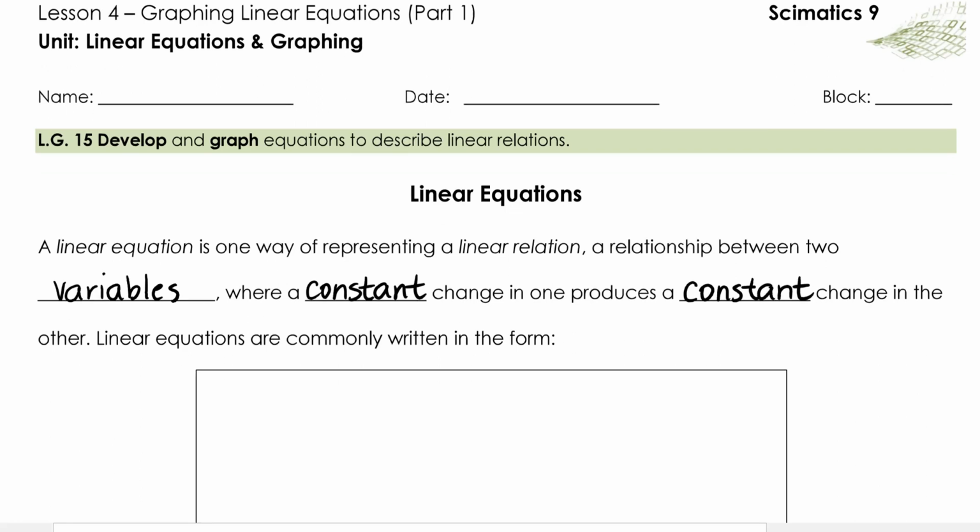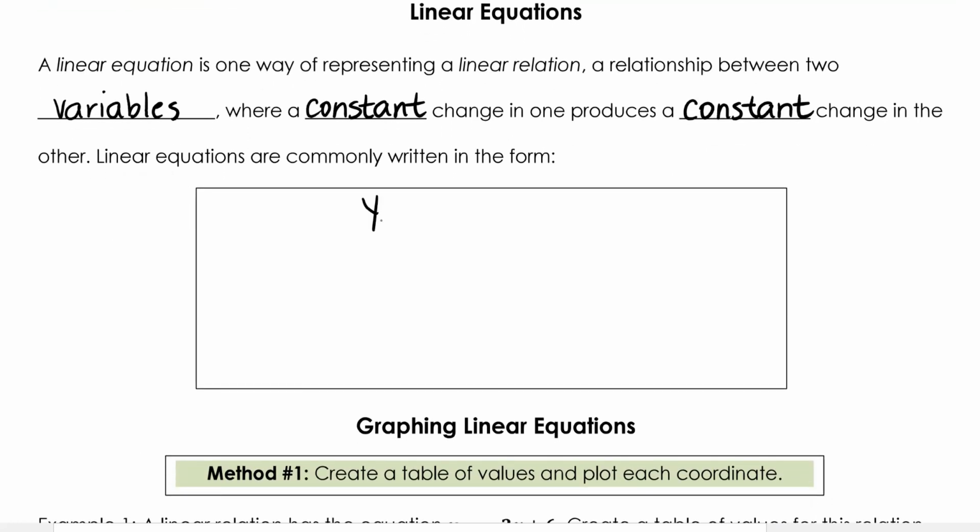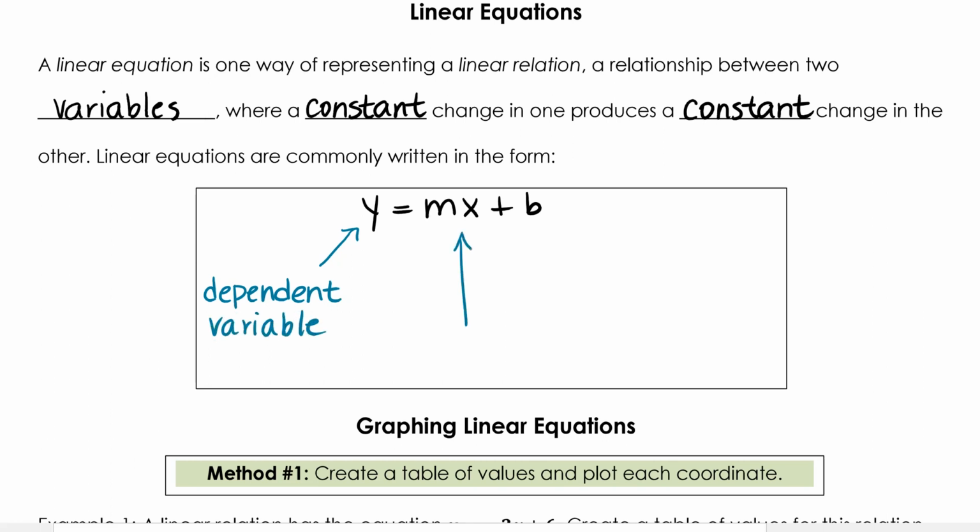Now, throughout this unit, we've seen linear equations in various forms, but the most common form that's used as a template or building block is y equals mx plus b, where y is the dependent variable, x is the independent variable, m is the slope or rate of change, and b is the y-intercept.